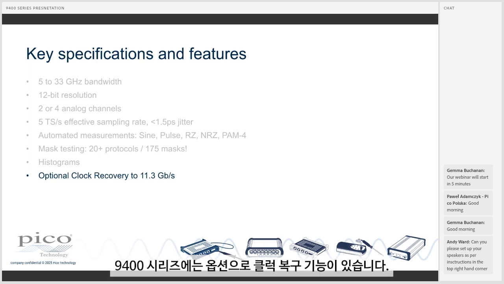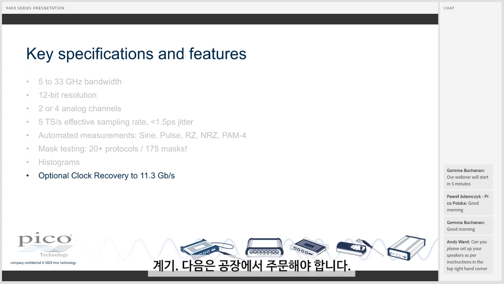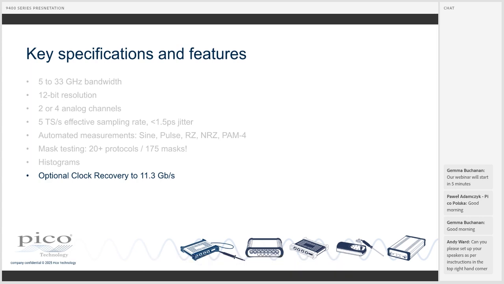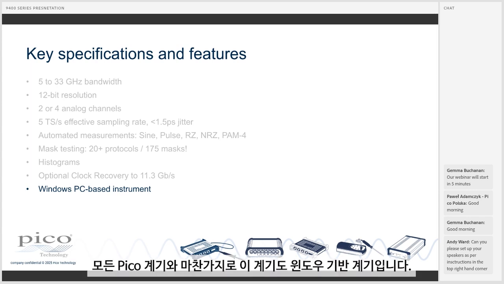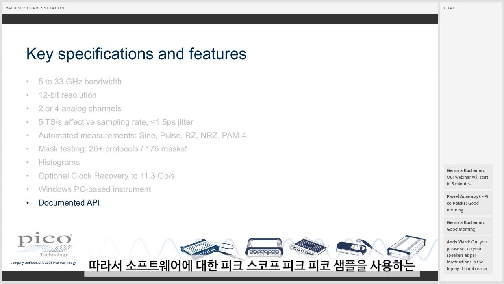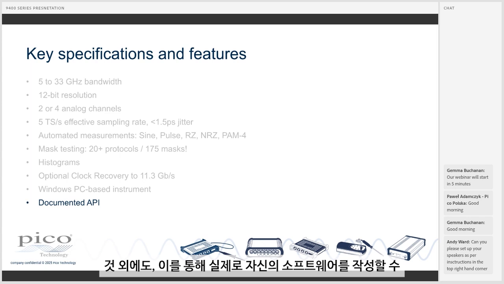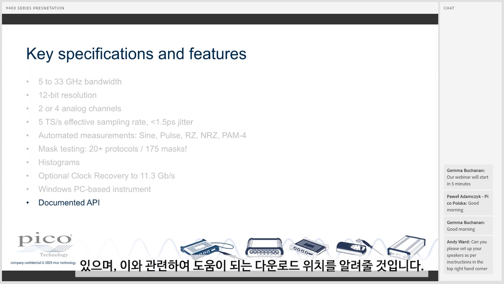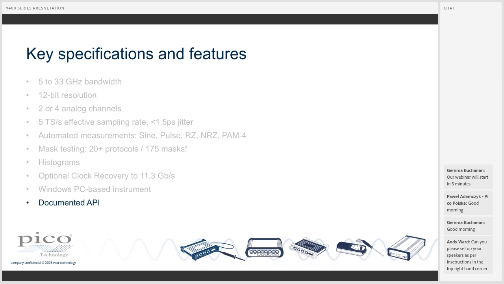On the 9400 series, there is an optional clock recovery instrument. This has to be factory ordered. It's not popular because of the way the instrument works. We don't necessarily need clock recovery in the same way you would in a 9300 series, but it is there as an option. Like all Pico instruments, this is a Windows-based instrument, and we do have a documented API as well. So as well as using the PicoScope, PicoSample 4 software, you can actually write your own software with this, and they'll be showing you where the downloads are to help you in that respect.